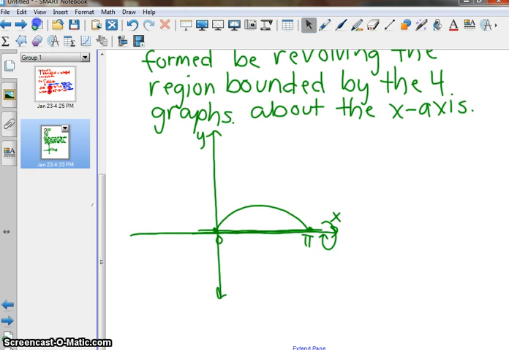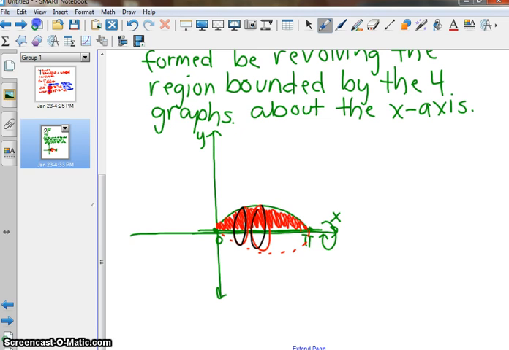So when you were finding the area between two curves, we talked about the bound region. So here is the bound region of those graphs. If we're revolving it around the x-axis, this is the center of your circle. So when I revolve it around, the graph is going to come around like this, and we're going to make circles. Here, let me do this in a different color.